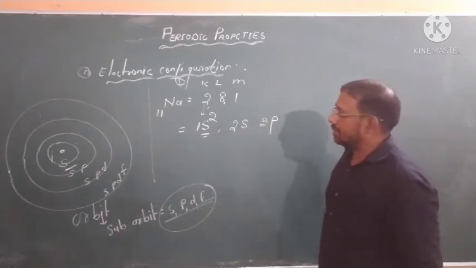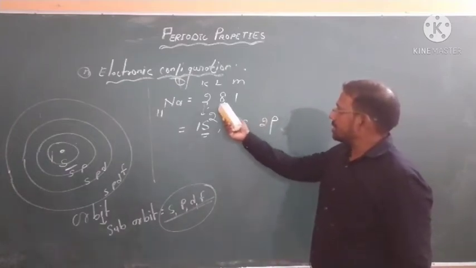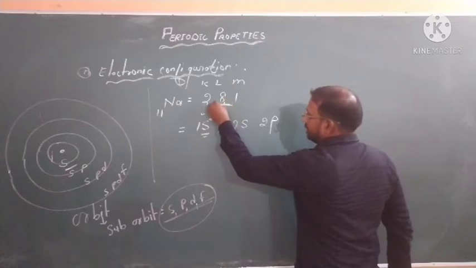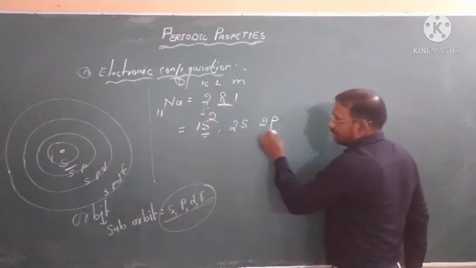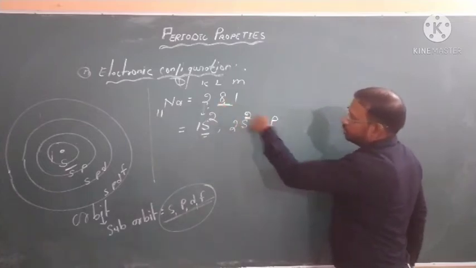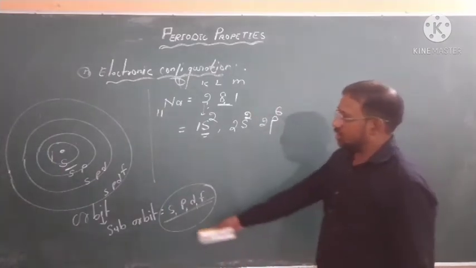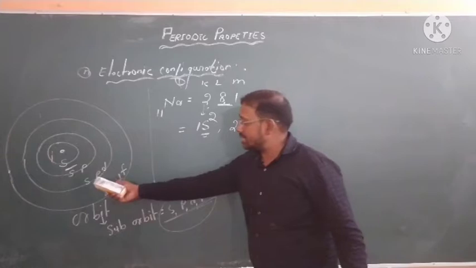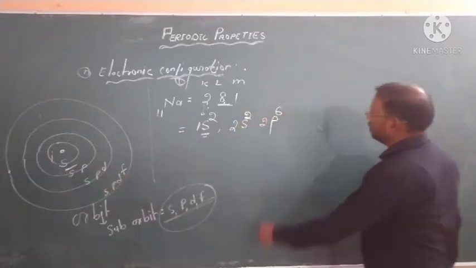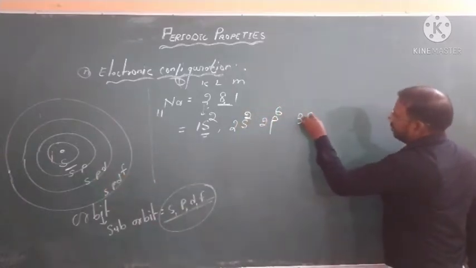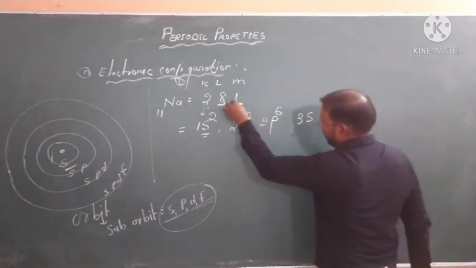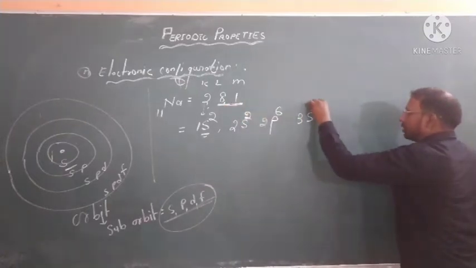Then these 8 electrons will be distributed among these subshells. So S can get only 2 electrons and P can get 6 electrons. And for the last one, they have SPDF, but you will write 3s only because it has only 1 electron, and 1 electron will go in 3s.